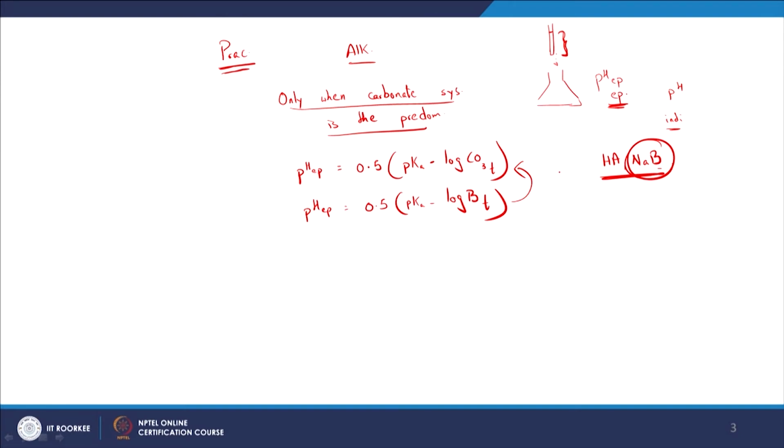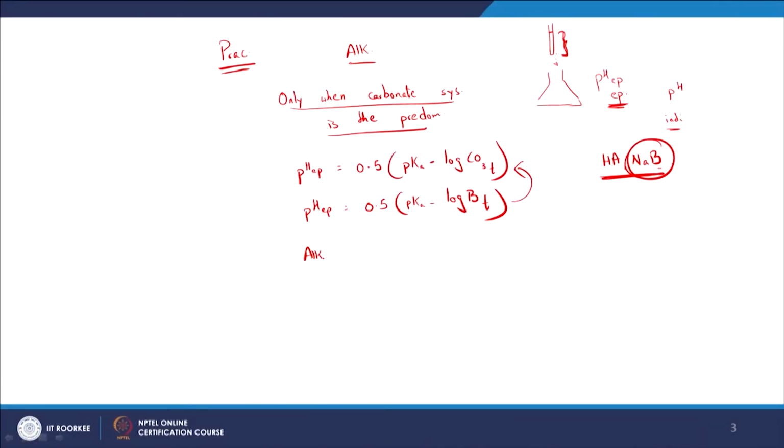But those people who are paying closer attention might be able to point out that in this particular derivation we looked at only a monoprotic weak acid, right. But here your carbonate system H2CO3 is a diprotic acid. It turns out that, looking at the relevant underlying aspects, the equation is still valid, but let us see how we can go about that.